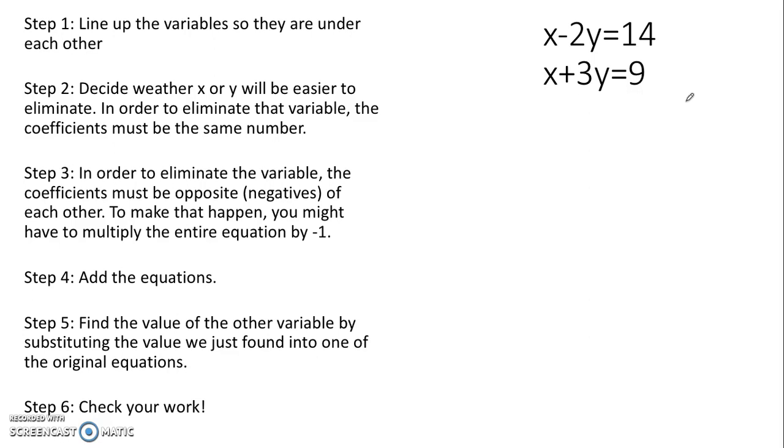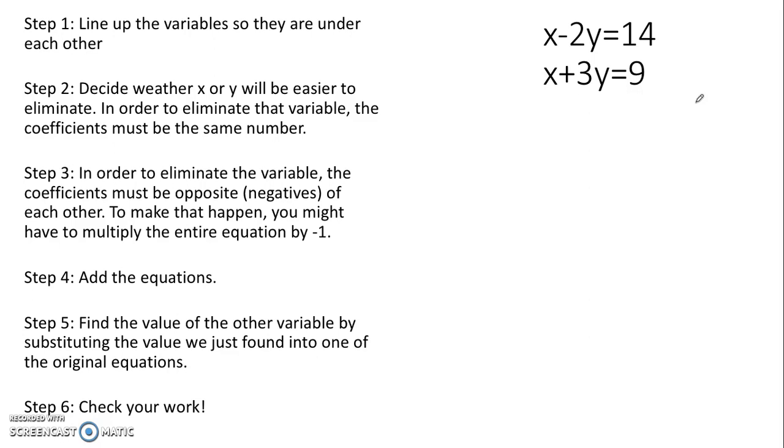Step two, determine whether x or y will be easier to eliminate. Just a note, in order to eliminate that variable, the coefficients must be the same number. Let's take a look at this system: x minus 2y is equal to 14 and x plus 3y is equal to 9. Right away we see that in both equations our x variable has the same coefficient. They both have a coefficient of 1. So in this case, the x variable is what we're going to eliminate.